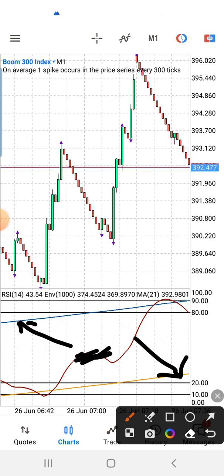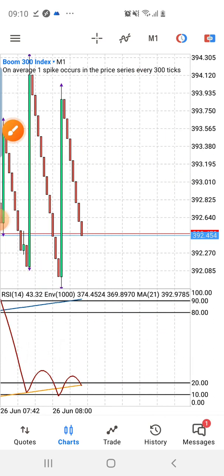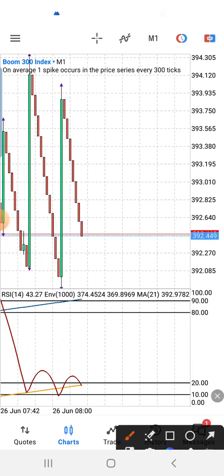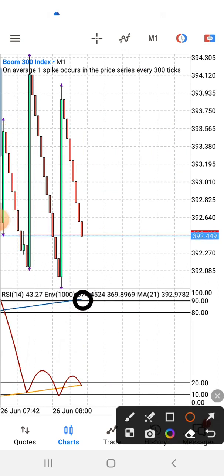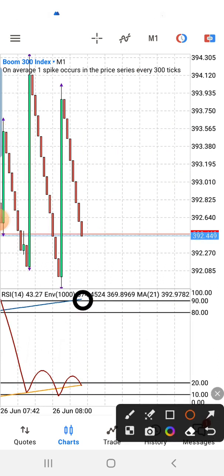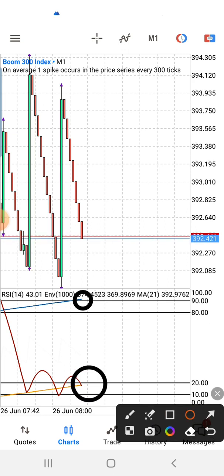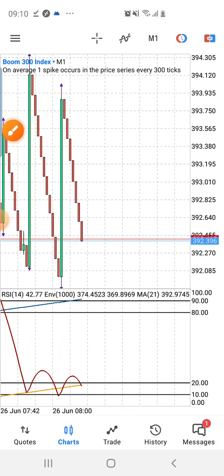Always wait for the envelope to be at that level 90, because the envelope will be serving as resistance at this point, and here the envelope is serving as support. So you want to make sure that the envelope is between level 20 and 10, and also between level 90 and 80. That's what you want to make sure. Then wait for your moving average to come. You can still use this to catch spikes, but I prefer using it to scalp.